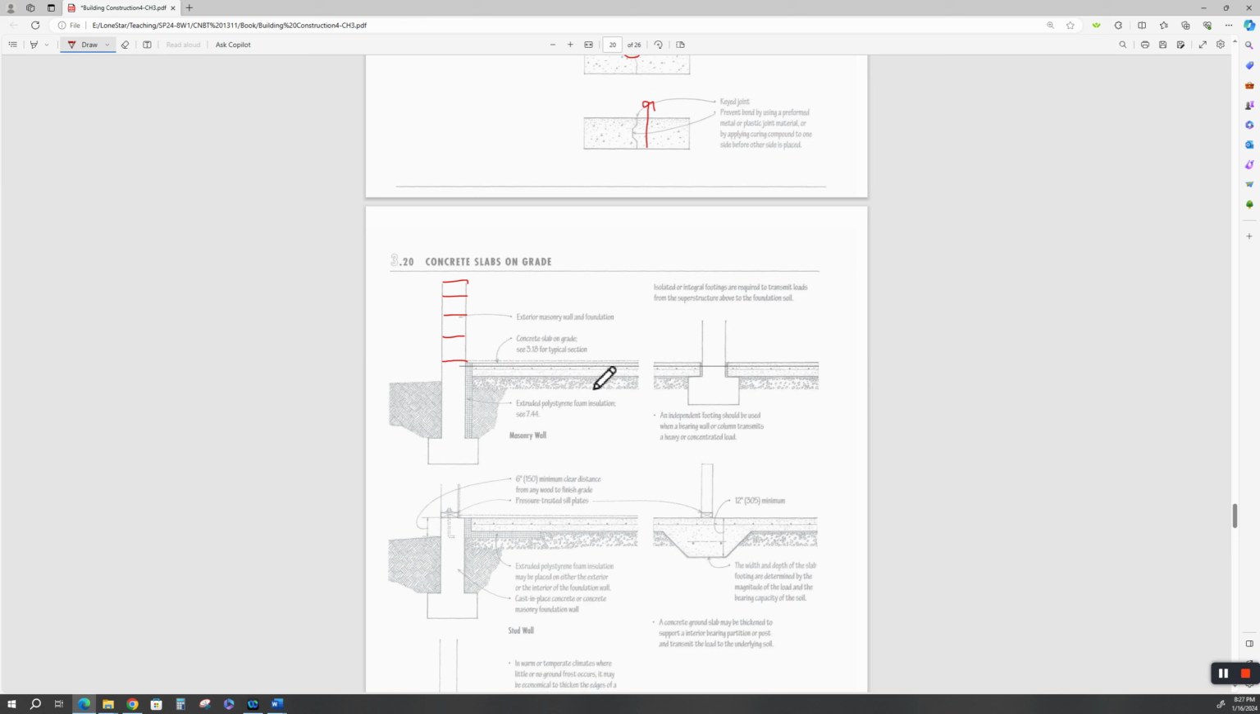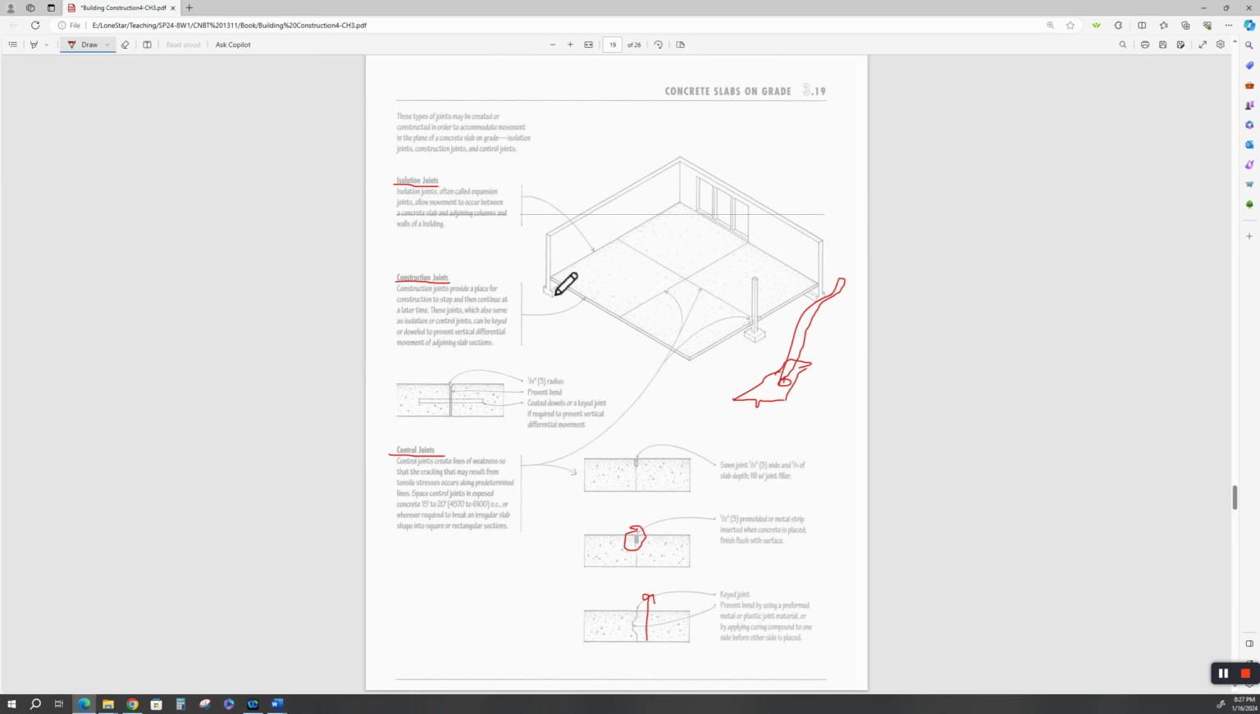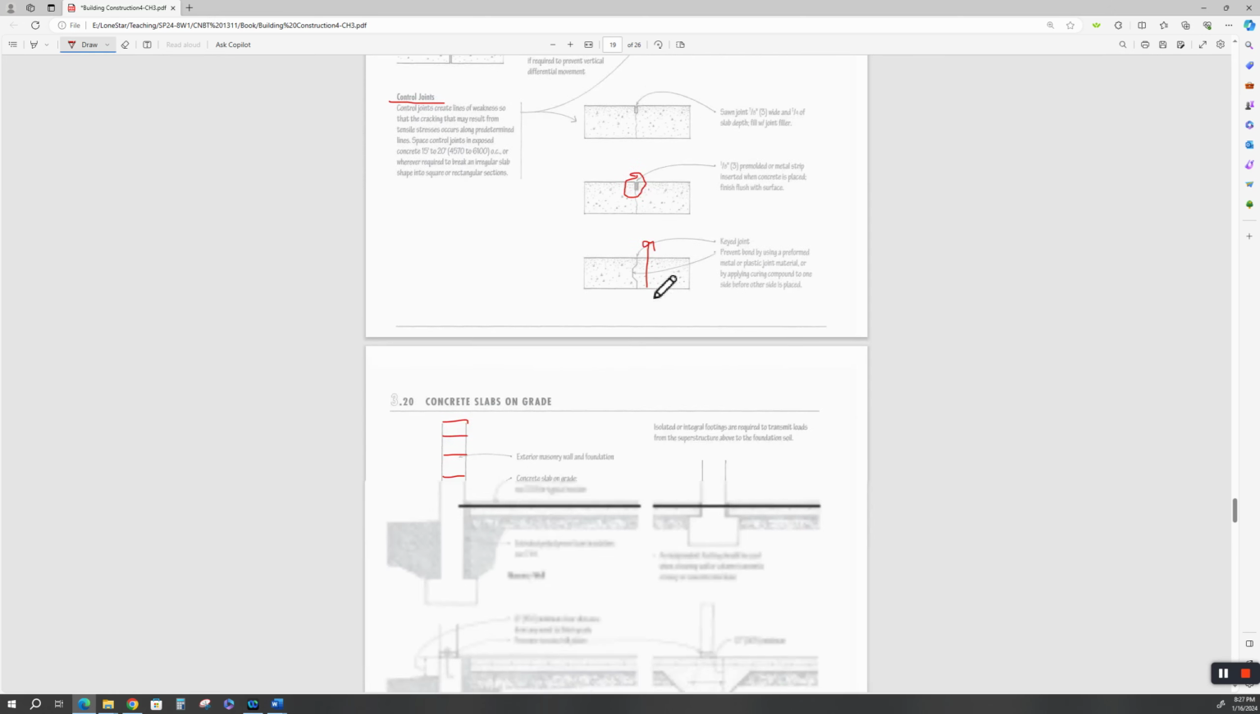Some people will float their slabs, their slab on grade. There's nothing wrong with this. Again, if you can tie that slab in with the wall, and you can take care of any moisture mitigation at the edges, at these edges with an isolation joint. Okay? Nothing wrong with that.